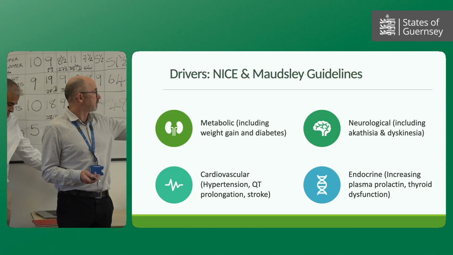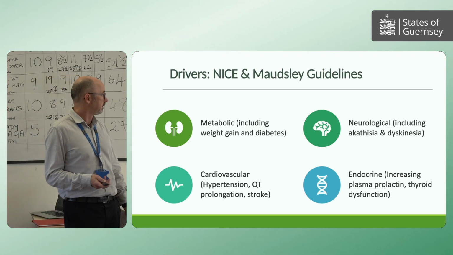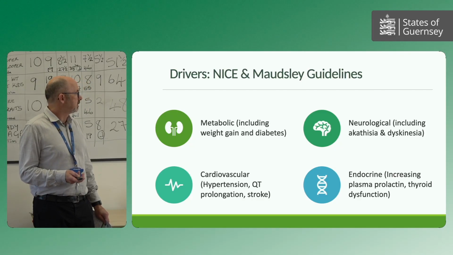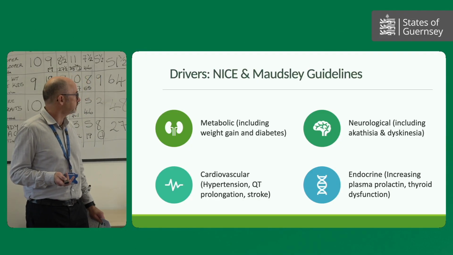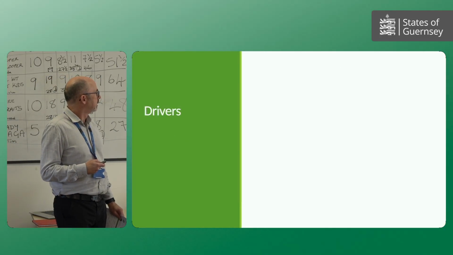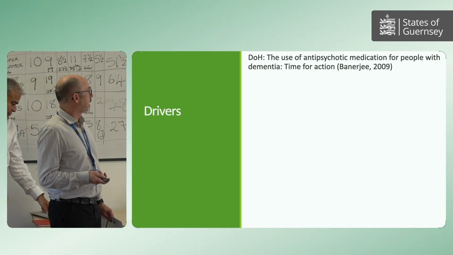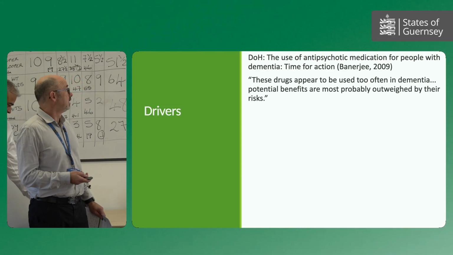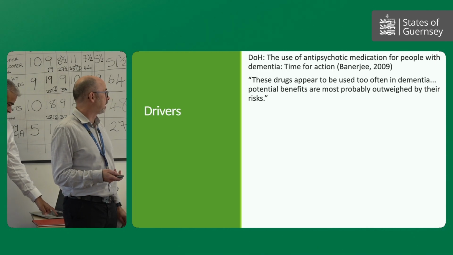And on the endocrine system, things like raised plasma prolactin and thyroid dysfunction. One of the key reports that came out was back in 2009, and there have been several more since. Banerjee's report, the use of antipsychotic medication in dementia, time for action, pointed out that these medications appear to be used far too often in dementia, and the potential benefits are possibly outweighed by the risks.